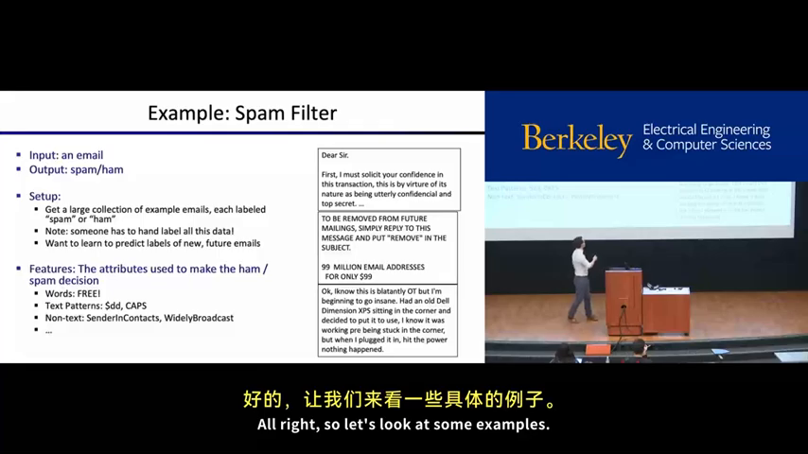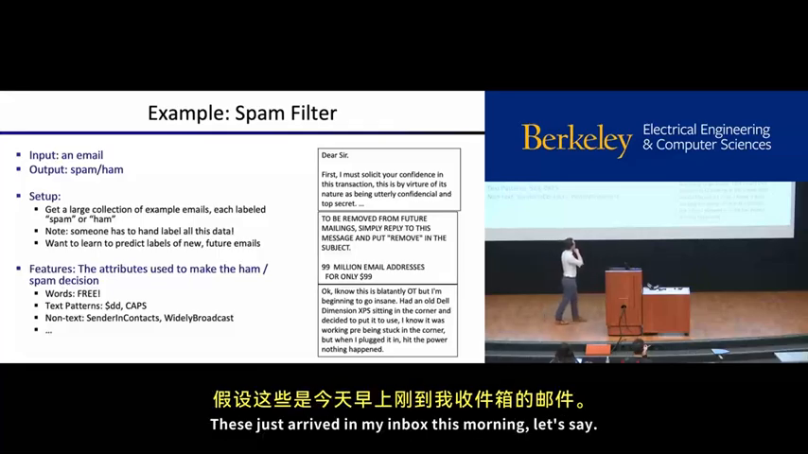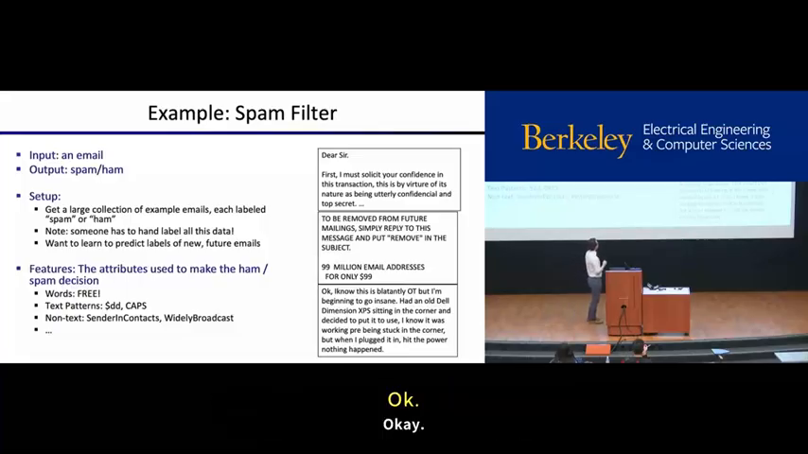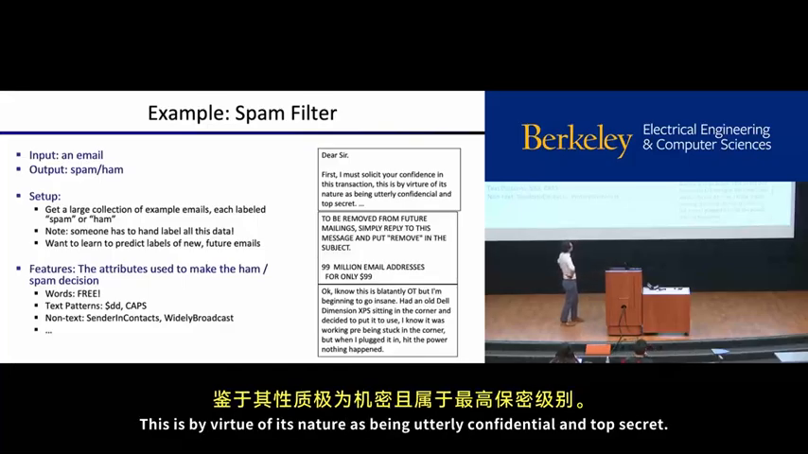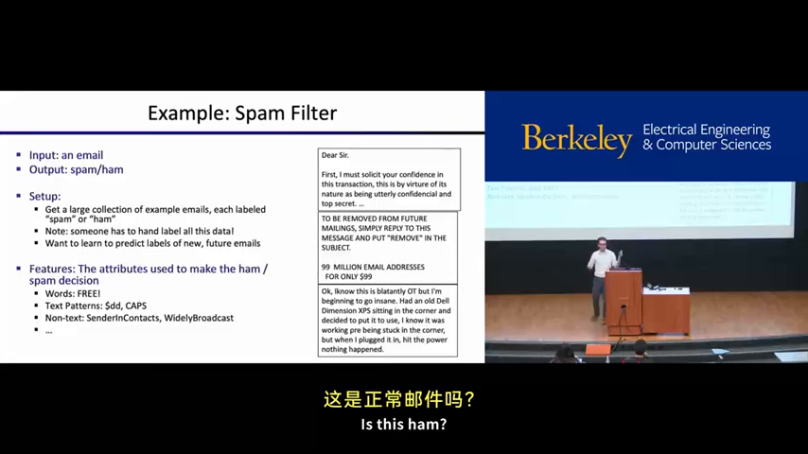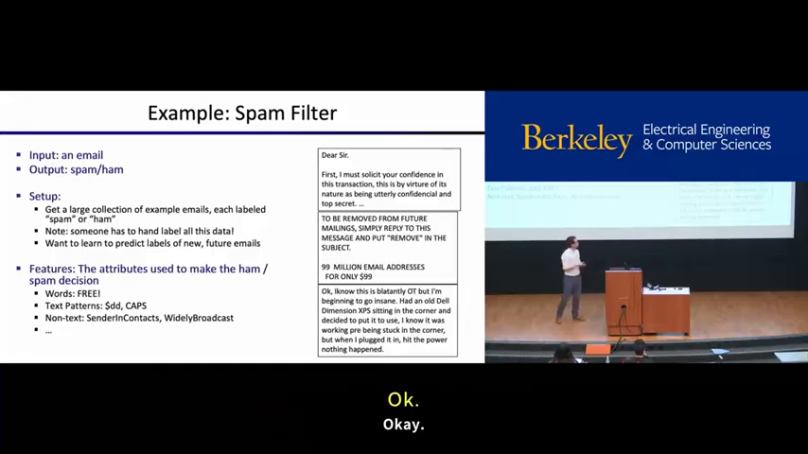All right, so let's look at some examples. These are some emails that just arrived in my inbox this morning, let's say. Okay, "Dear sir, first I must solicit your confidence in this transaction. This is by virtue of its nature as being utterly confidential and top secret." Is this spam? Is this ham? What do we think? But it's top secret. It's so interesting. Are you sure? Okay. All right.